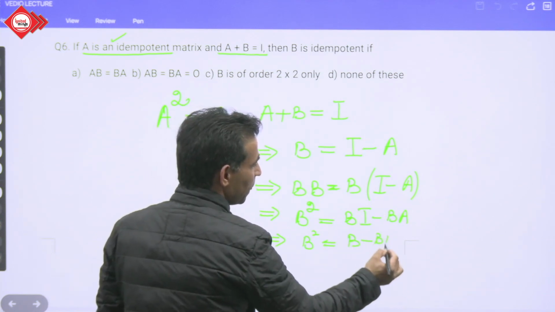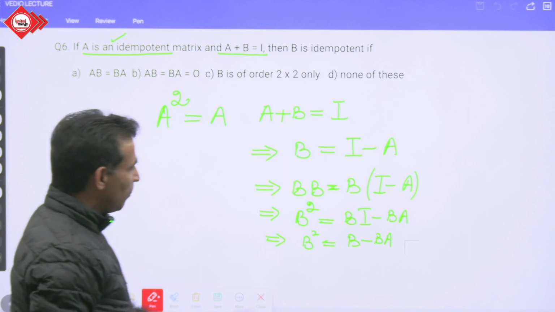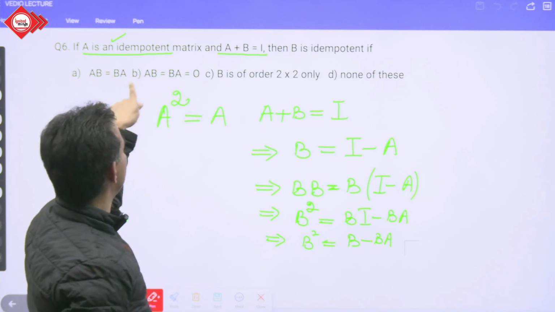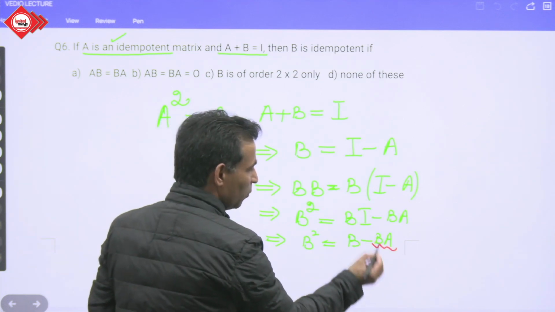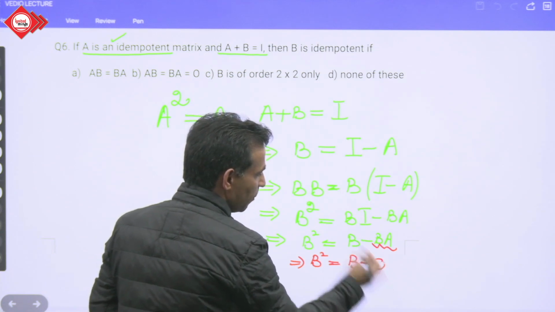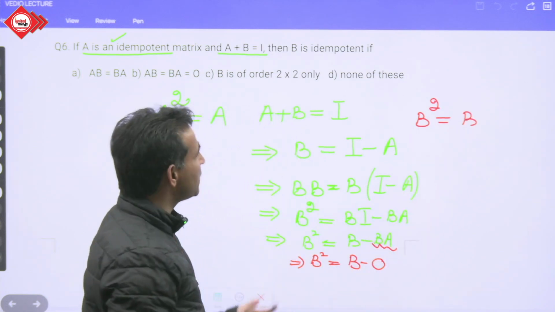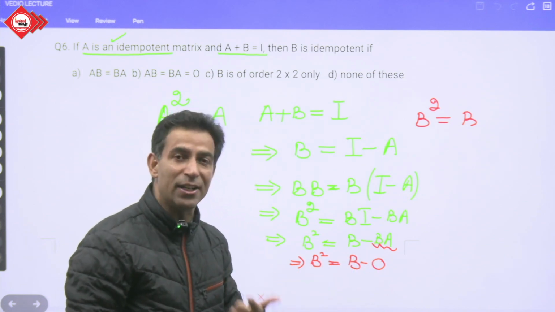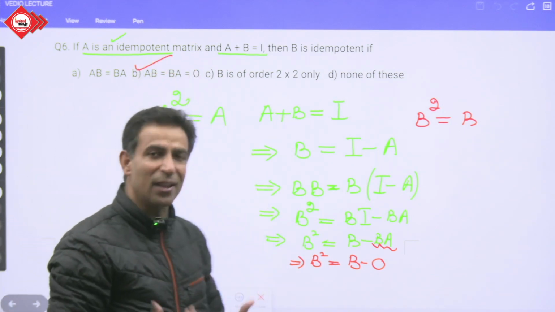Right, understand this point here. Here we have to show that B is idempotent if AB equal to BA equal to null matrix. See, if I take this as null matrix, what will we get? B square will be equal to B minus null matrix, meaning B square will be equal to B. So it means that B is idempotent only if BA is a null matrix, right? So BA is a null matrix is given in option number B. So option number B is the correct option.